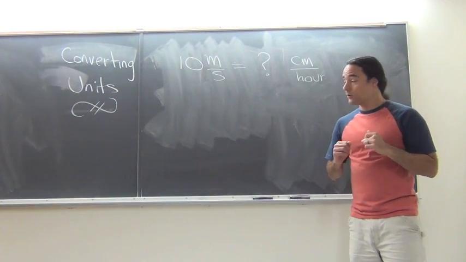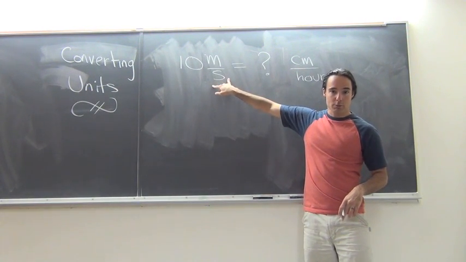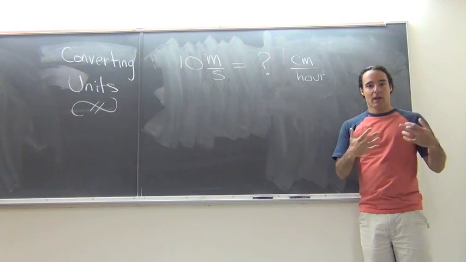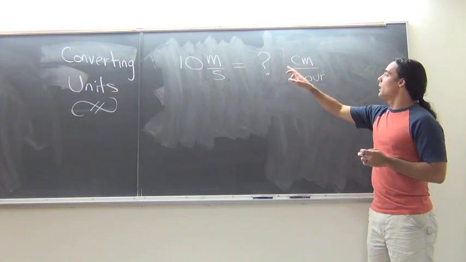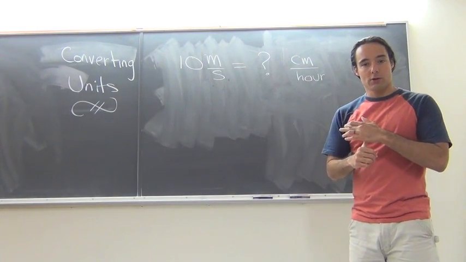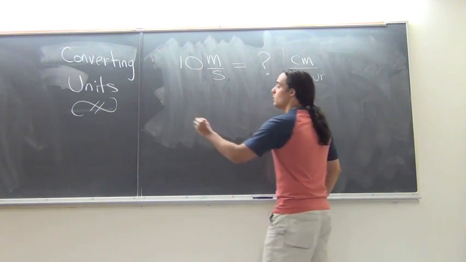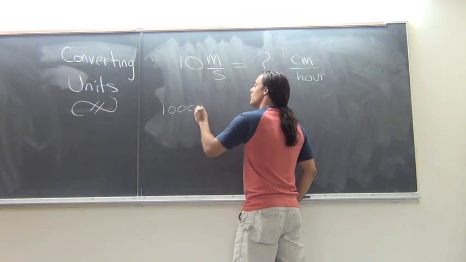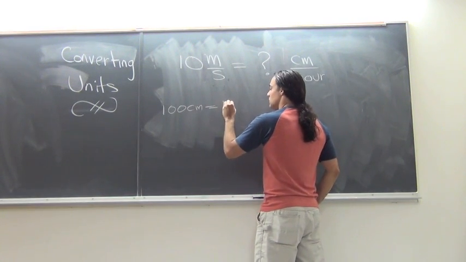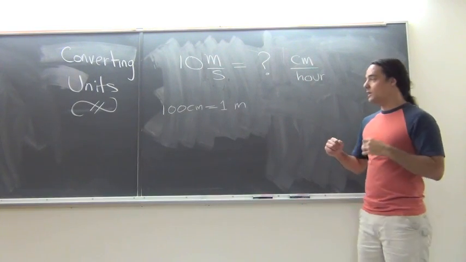Another thing we want to be able to do is convert units. So suppose I want to take 10 meters per second, but I actually want to measure that in centimeters per hour. How do I do that? Well, to do that, we're going to make use of the fact that we know how many centimeters are in a meter, we know how many seconds are in an hour. So I know that 100 centimeters is equivalent to 1 meter. That's a fact, it's a definition.